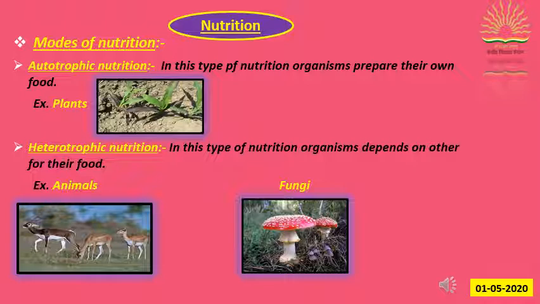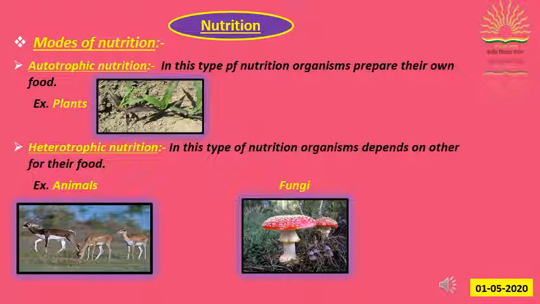Some organisms use food material obtained from inorganic sources in the form of carbon dioxide and water, and these organisms are called autotrophs. Some organisms depend on these autotrophs directly or indirectly, and they are termed heterotrophs, like animals and fungi. So there are 2 types of nutrition, or we can say 2 modes of nutrition. First is the autotrophic mode of nutrition and the other is the heterotrophic mode of nutrition.